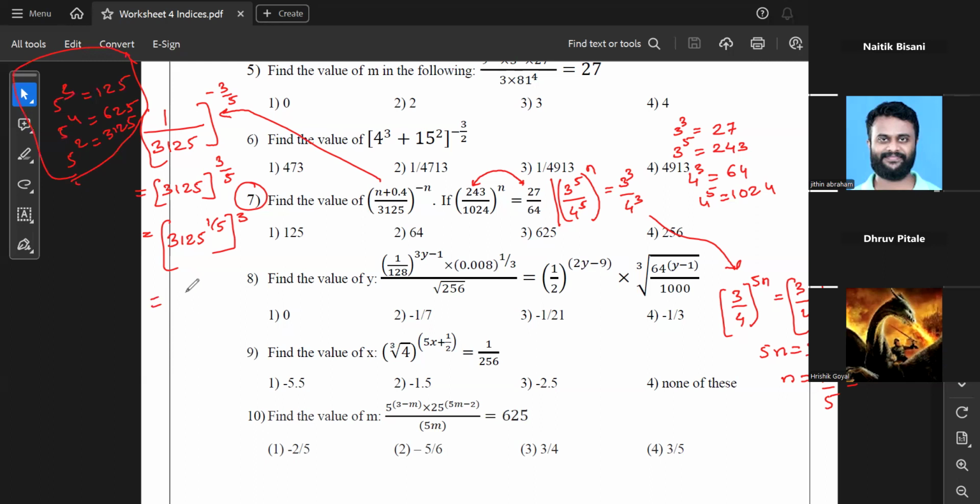Anyway, so that gives me 5, the fifth root becomes 5. Then 5 raised to 3, that means my final answer is 125. Option 1 is my correct answer.